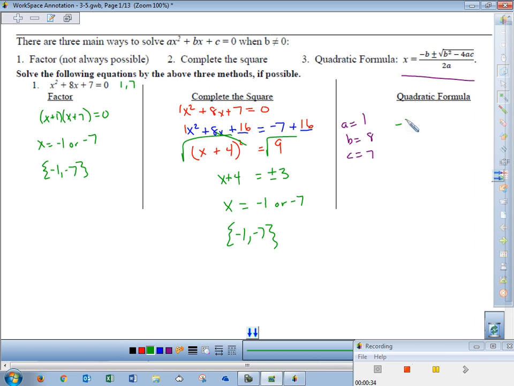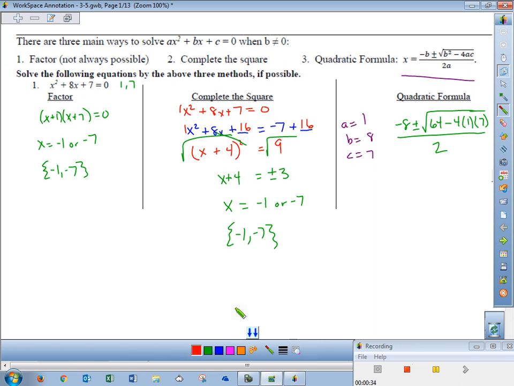I need the opposite of B, plus or minus the square root of b squared. I go ahead and literally put 64 because that's what b squared is, minus 4 times a times c. I always use parentheses, all over 2 times a. And now I need to clean up what's called the discriminant. That's this number underneath here.